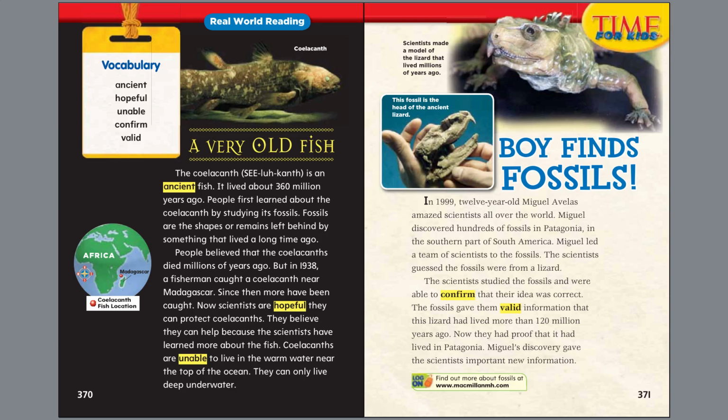Actually, if you looked at the sentence you just read, that the scientists studied the fossils and were able to confirm that their idea was correct, this is more related to the meaning of valid, which is that if something is valid, it is proven and it is correct. Oh, so this is proven information. Okay. That the lizard had lived more than 120 million years ago. Okay, so valid. That's a new word that we learned.